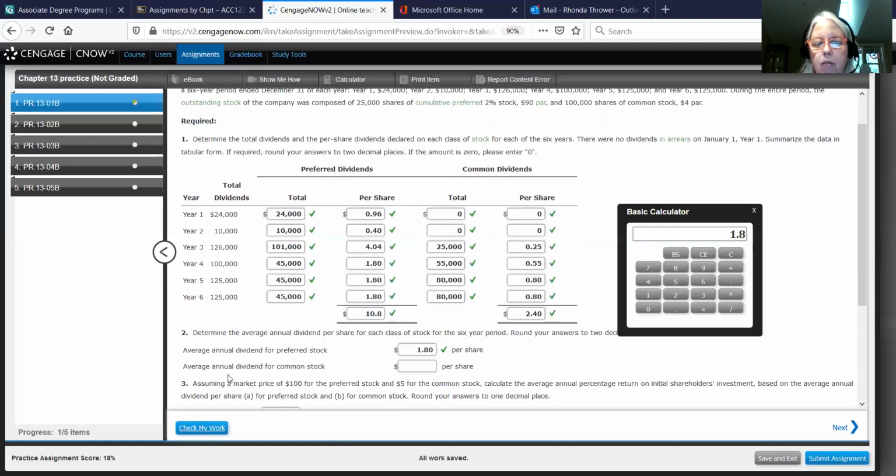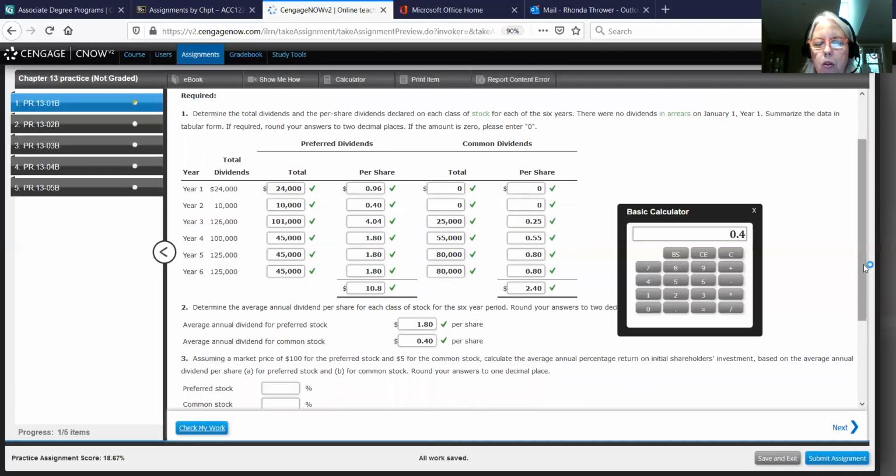To find the average annual dividends for common stock, we're going to take $2.40. That was the total amount of common dividends for the 6-year period. $2.40 is going to be divided by 6 years, and that will give you 40 cents as the average annual dividend for common stock.